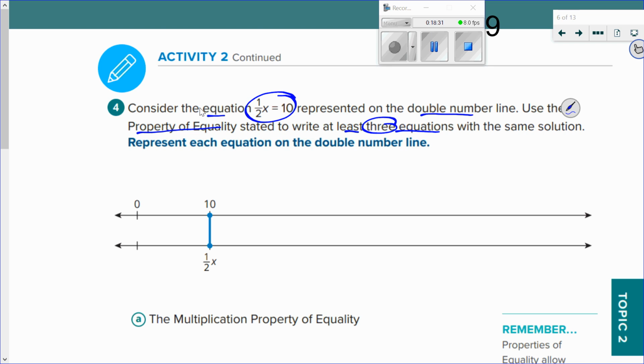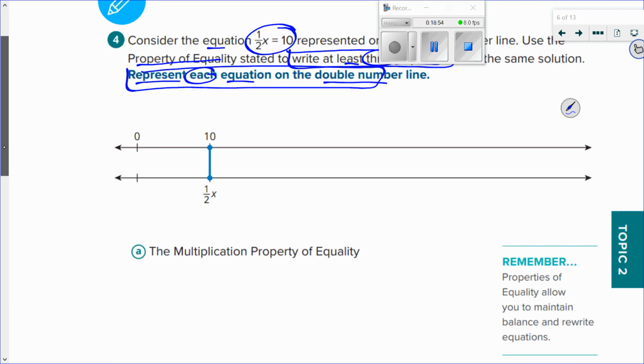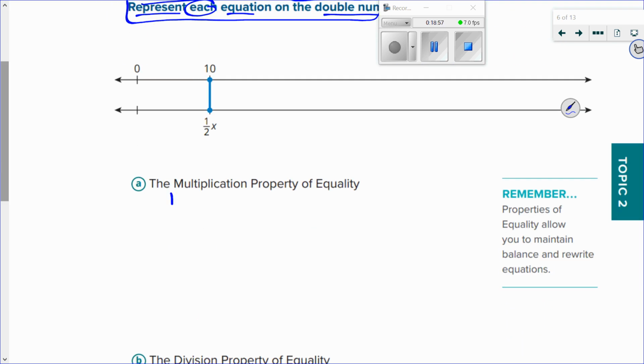So Giselle, how many do I have to write? And what else do I have to do with them? Represent each equation on the double number line. So 2 parts, write at least 3 equations, and represent them on the double number line. So we're about to head to lunch, but we'll try to get at least 1 or 2 of them done now. One key, I would rewrite this as 1/2 x equals 10 to help you understand what's happening.